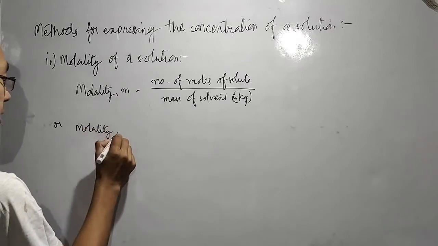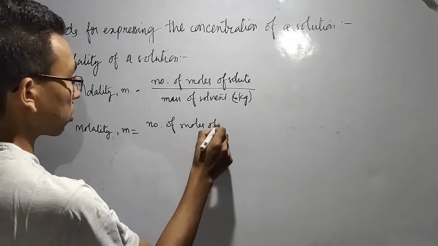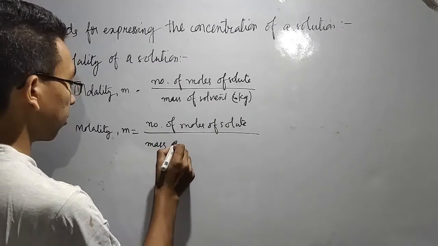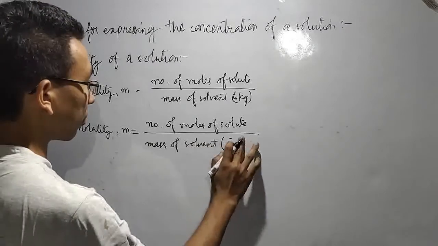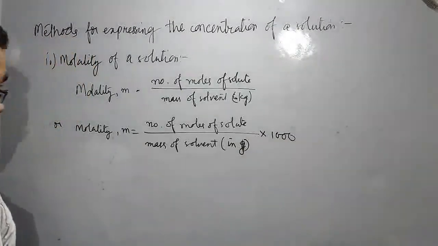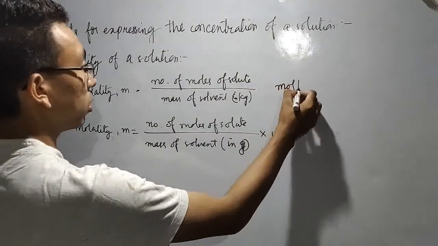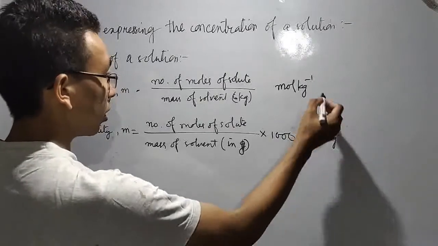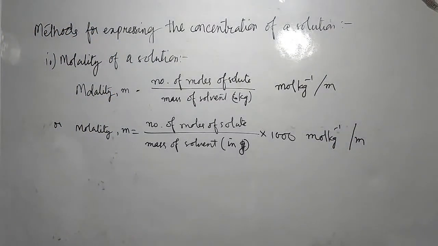Or molality m equals the number of moles of solute divided by the mass of solvent in gram. If it is in gram, then we multiply by 1000. In both cases the unit will be mole per kg, or we can also write small m. That is the molal.